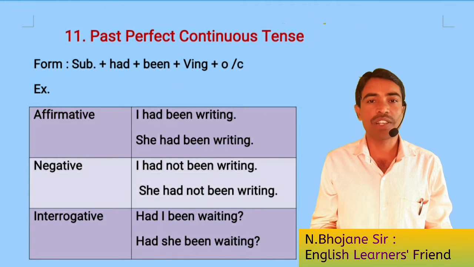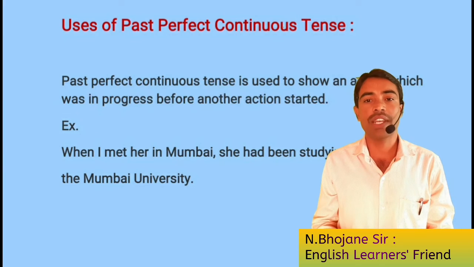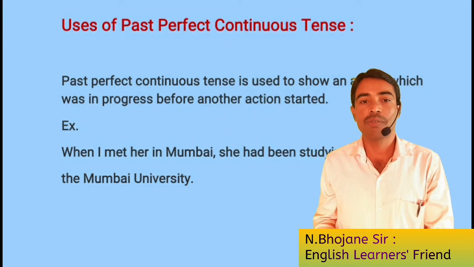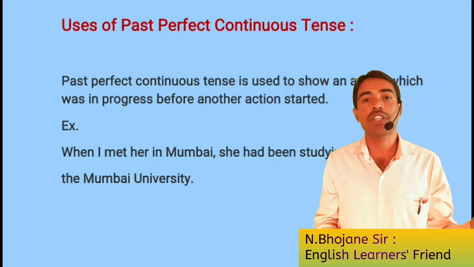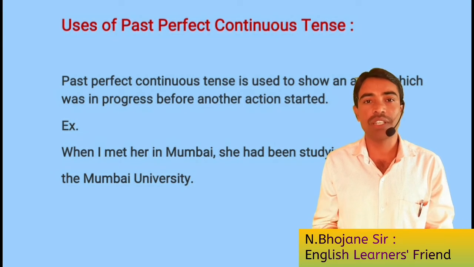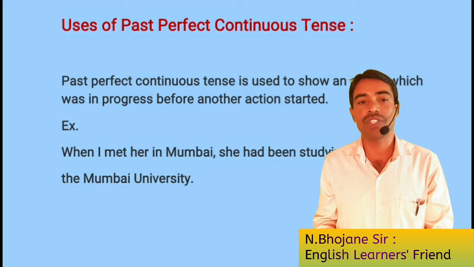Uses of past perfect continuous tense. The tense shows an action which was in progress before another action started. For example, when I met her in Mumbai, she had been studying in the Mumbai University.